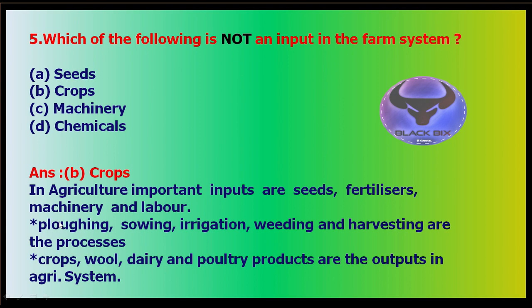The processing involves plowing, sowing, irrigation, weeding, and harvesting. And finally the output is basically the crops, or in a dairy farm it will be dairy products, or in a poultry farm it will be poultry products. So the point is clear. Are you ready for question number 6?